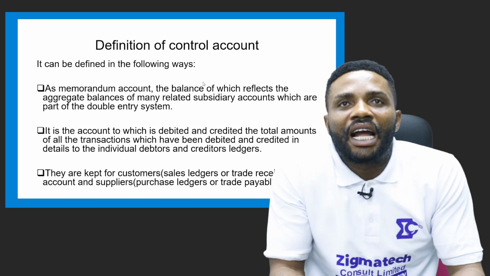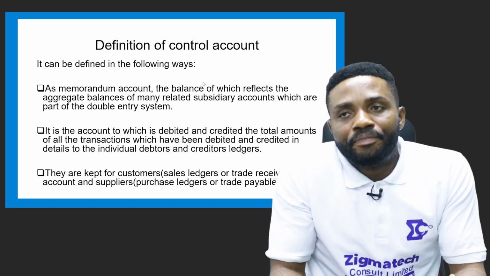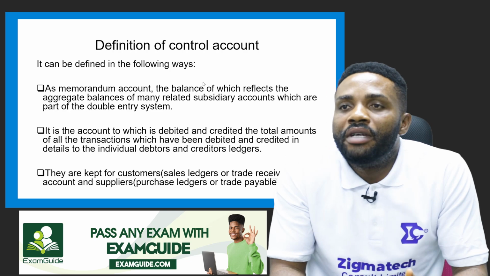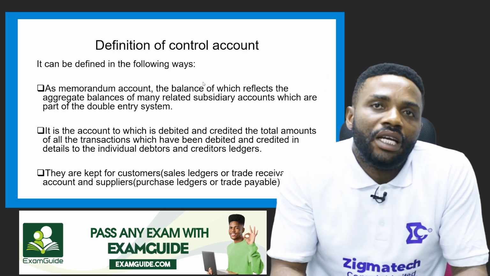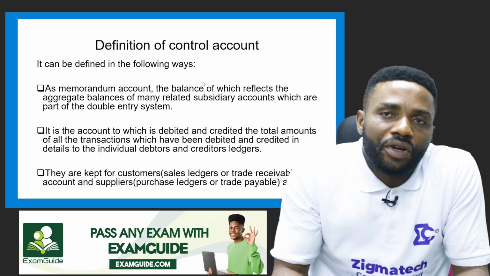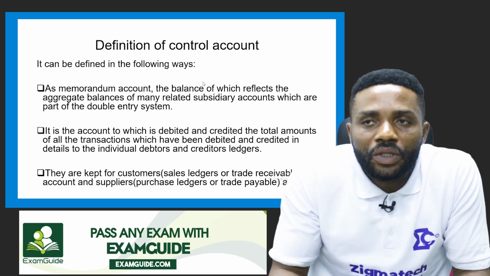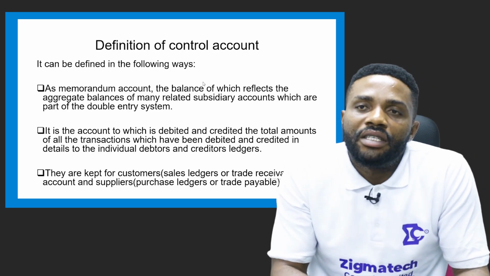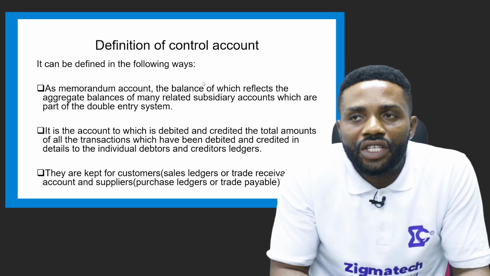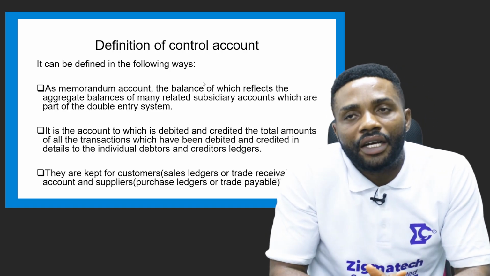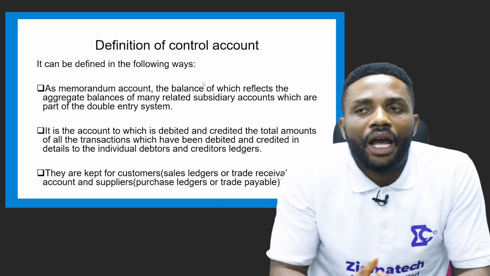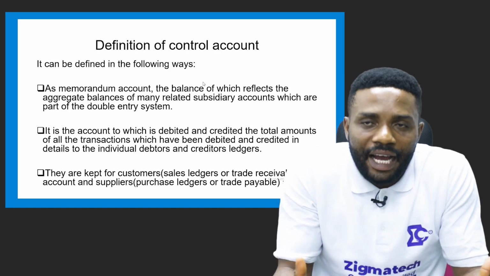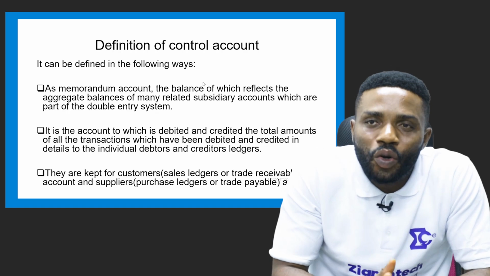Subsidiary accounts are basically what we call the accounts of prime entries. We call them the principal books of account. Accounts where transactions are recorded before they are posted to the ledger. We have basically 5 subsidiary books. We have the cash book, we have the sales day book, we have the purchase day book, we have the return inwards, and then we have the return outwards. So the control account tries to bring all these accounts together in one single account.